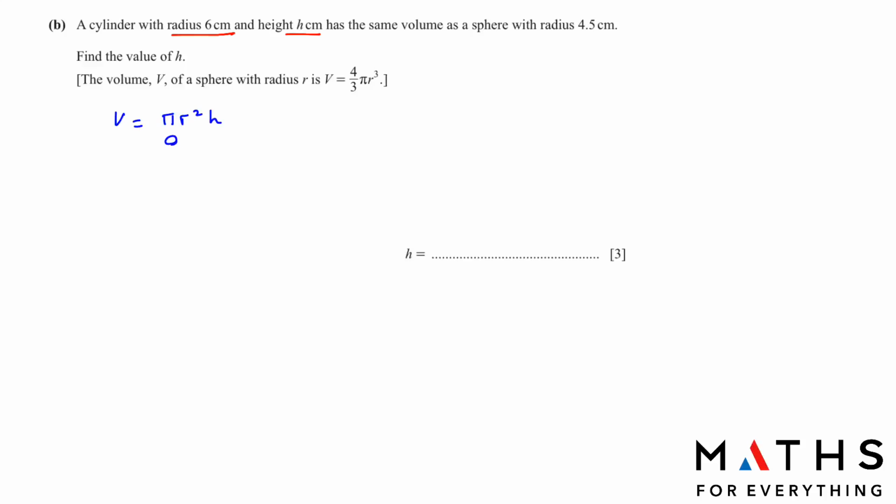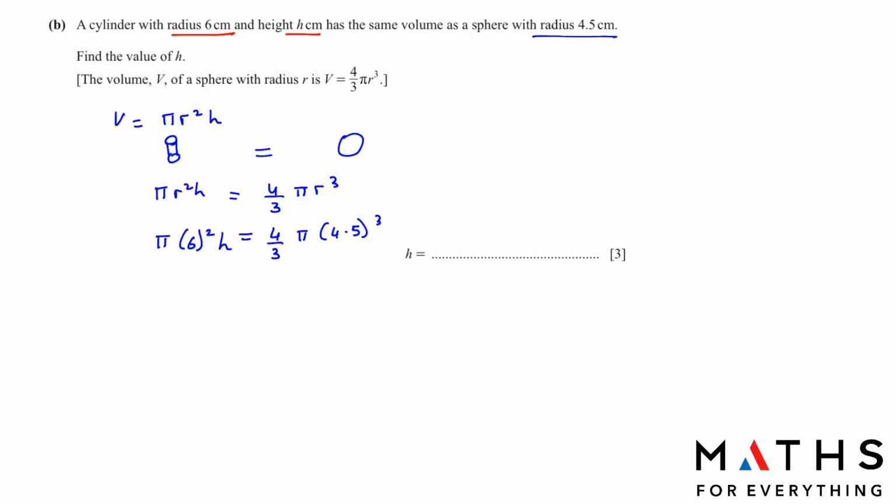Now the cylinder volume is the same as the volume of the sphere. So pi r square h is equal to 4 over 3 pi r cube. And the radius of the sphere is 4.5 centimeter. Replace the r with 4.5. And here also we have the radius given to us, which is 6 centimeter.